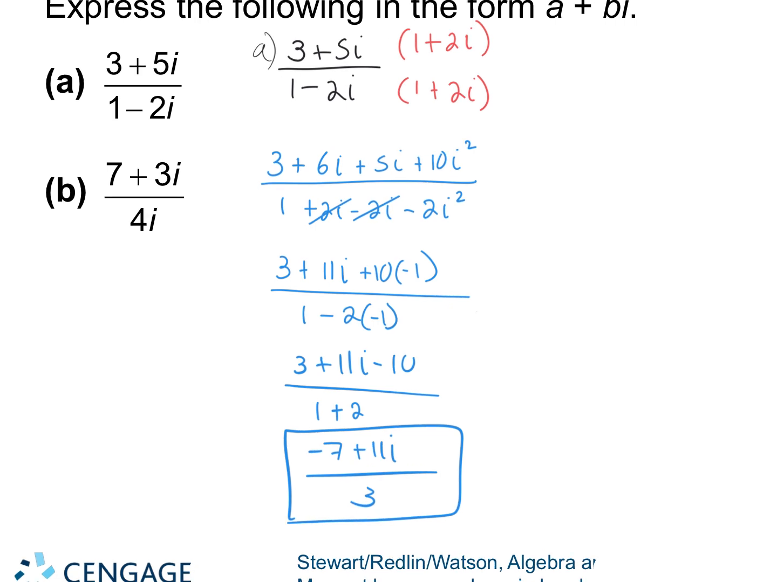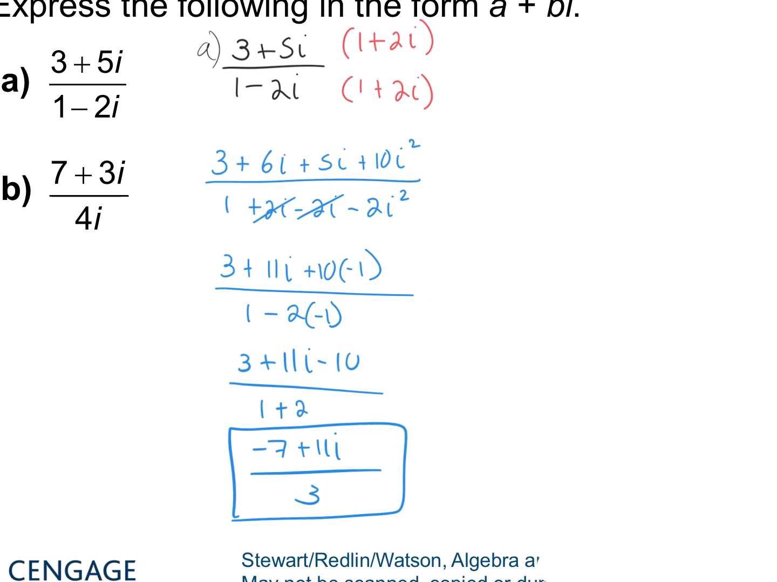I'll go ahead and start writing B next to it. So B is (7 + 3i) over 4i. I realized I made a mistake when I FOILed. That should have been a 4, not a 2. So this is going to be 4i squared, so it becomes 4 times negative 1. So it's going to be 4 + 1, which is 5.